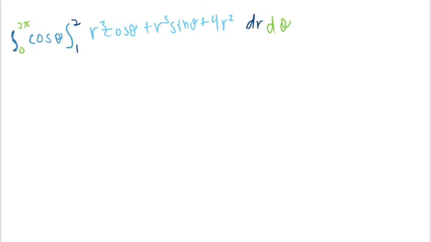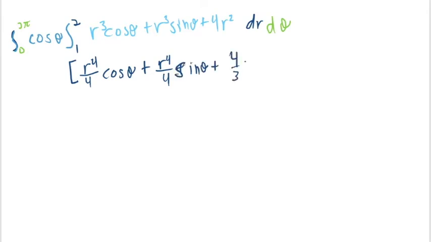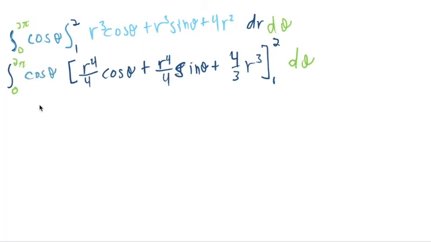So now taking the integral in terms of dr, it's going to come out to be r to the 4th divided by 4 cosine theta, because again, theta is being treated like a constant. R to the 4th over 4 times sine theta, and that's going to be plus 4/3 r cubed. And that's going to be from 1 to 2. And don't forget, we still have d theta, and we still have that beautiful integral from 0 to 2 pi of cosine theta. And now we're going to evaluate from 1 to 2.